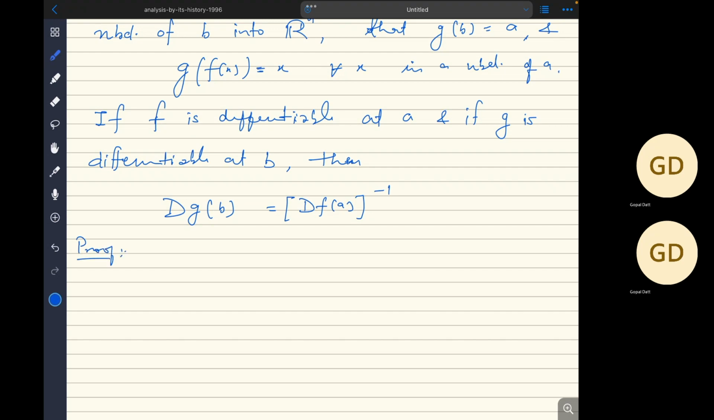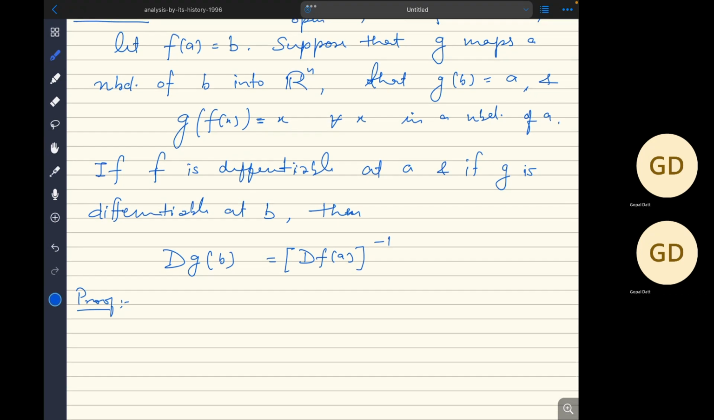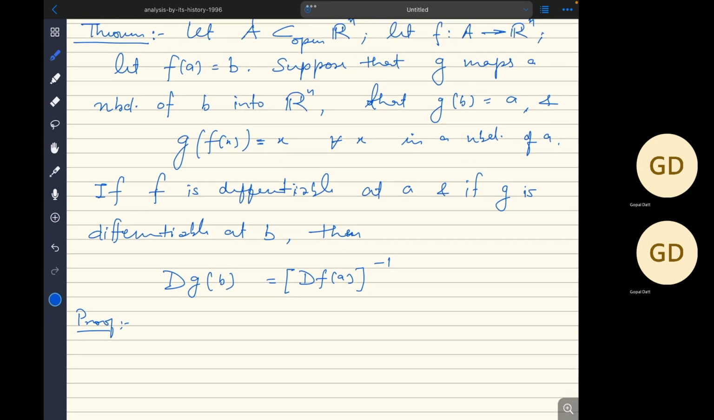Proof. f and G are inverse of each other. So see here, what is G of f x? This is given by x, meaning G composed with f is the identity function. So let me take identity from Rn to Rn, let this be the identity function. Identity function means id x equals x for all x in Rn.